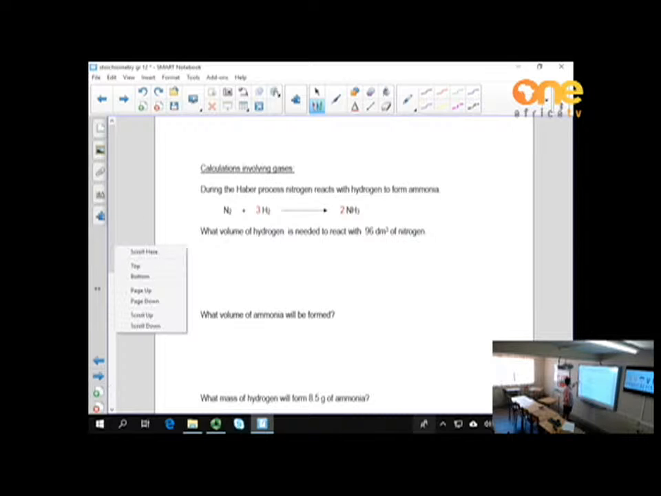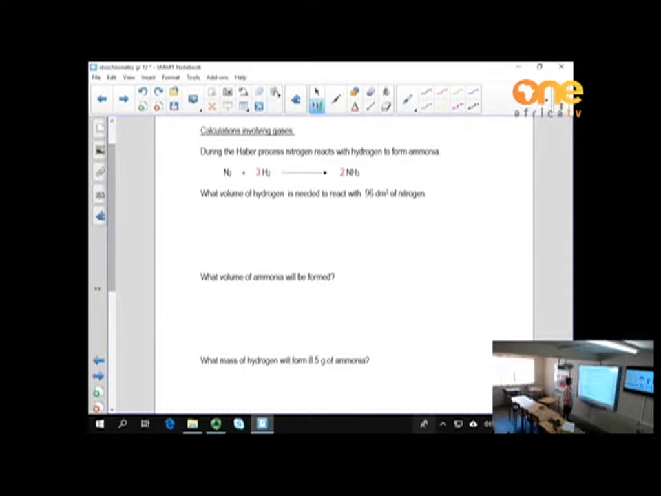Here we've got a question with gases. During the Haber process, nitrogen reacts with hydrogen to form ammonia. Can you see the balancing ratio is 1 to 3 to 2. So what volume of hydrogen, that's the volume we're looking for, is needed to react with 96 decimeters cubed of nitrogen?